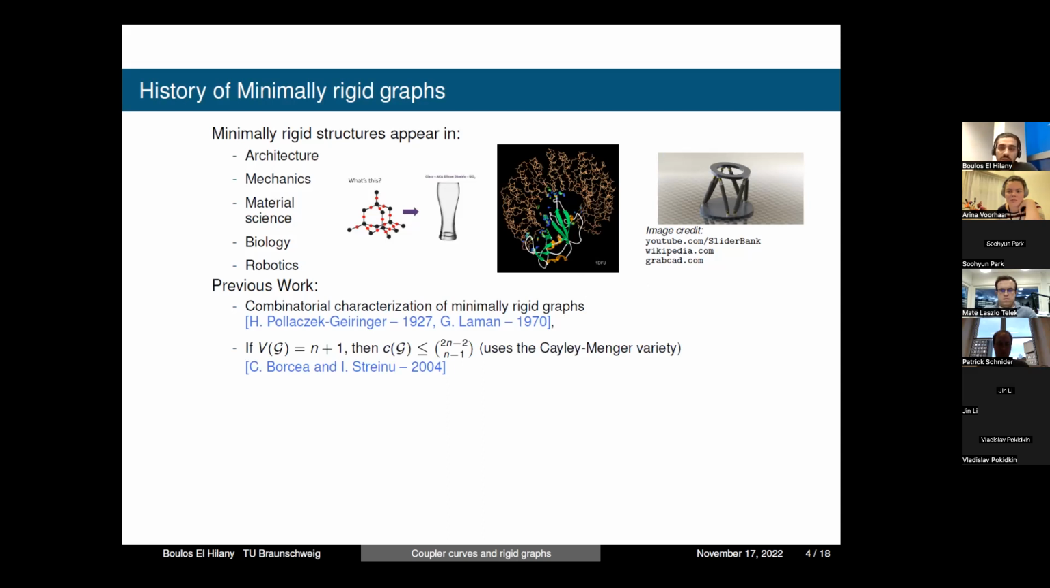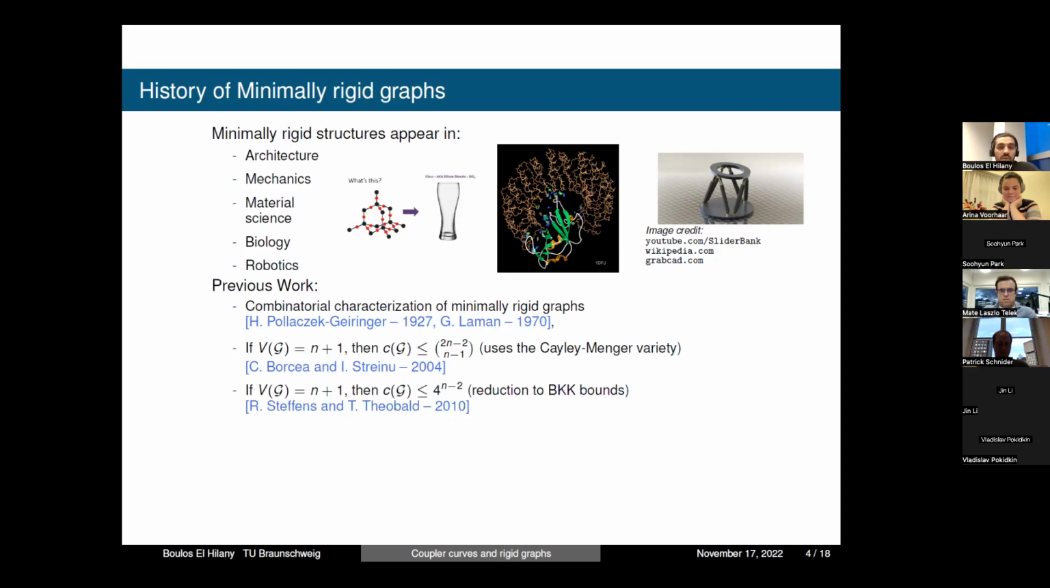One of those methods is called the Cayley-Menger variety, which is a certain variety that parameterizes all distances between points. If you intersect it with a pre-described number of hyperplanes, so a certain linear subspace of the right dimension, this gives you the degree of this Cayley-Menger variety. This gives an upper bound on the number of realizations. And so one can use some tools from algebraic geometry to provide upper bounds.